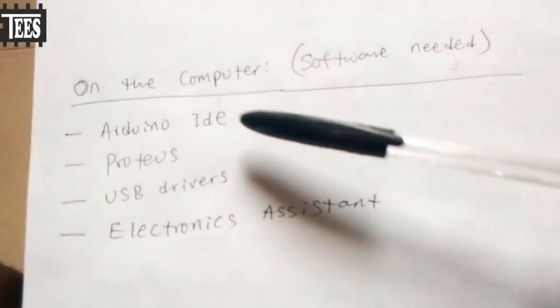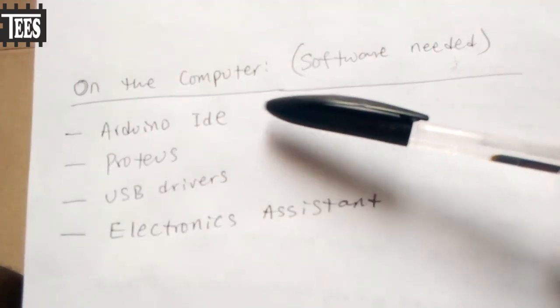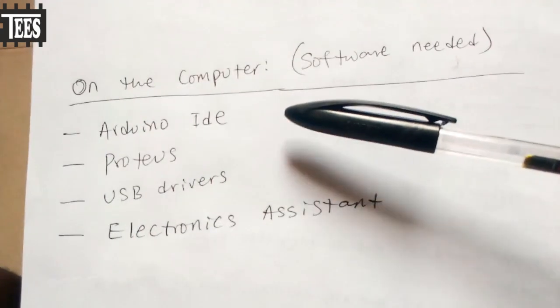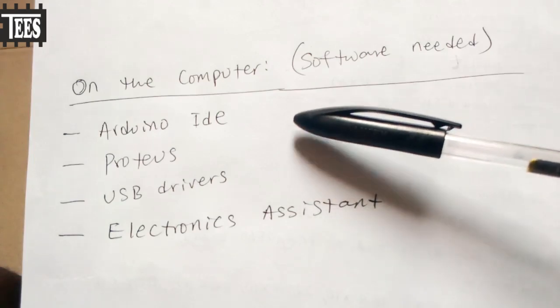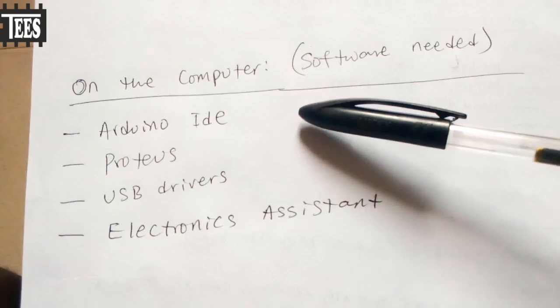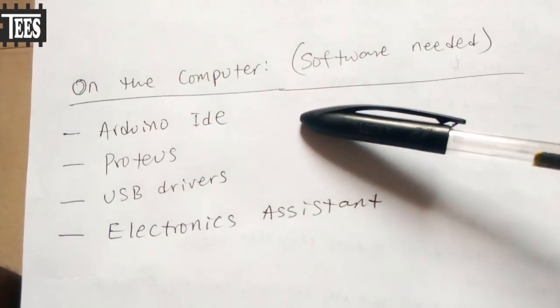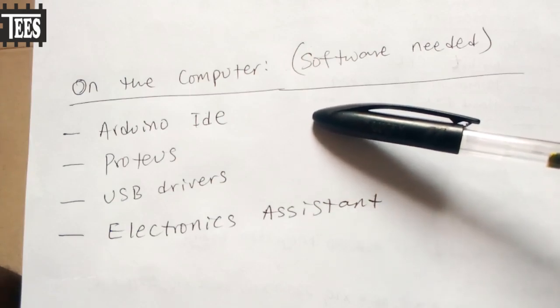This Arduino IDE has two versions. There is one of 1 point, which works on 32-bit computers. Then there is one of 2 point that works on 64-bit computers. That's the latest one. So that's why we recommend your computer to be 64-bit.